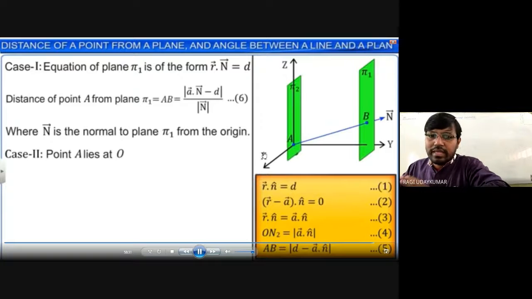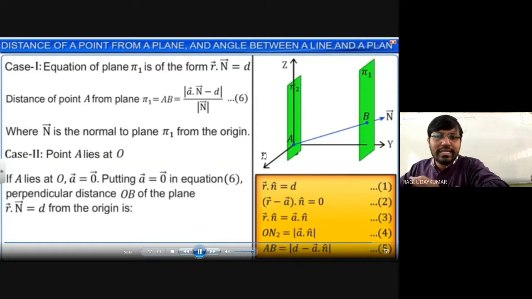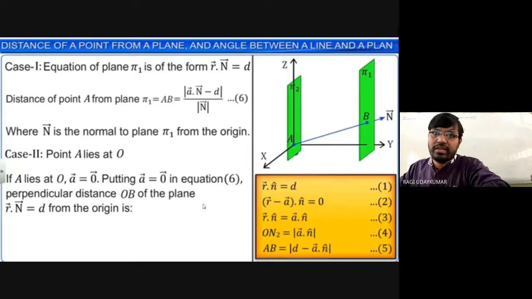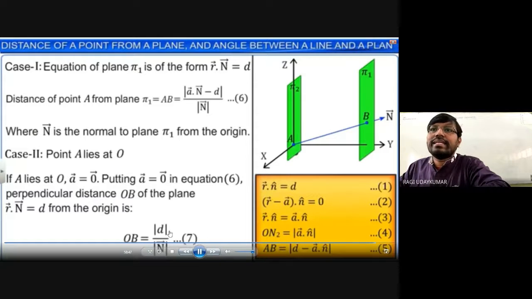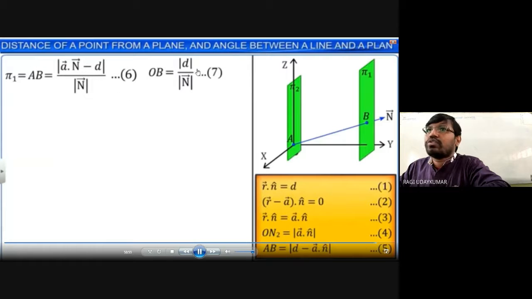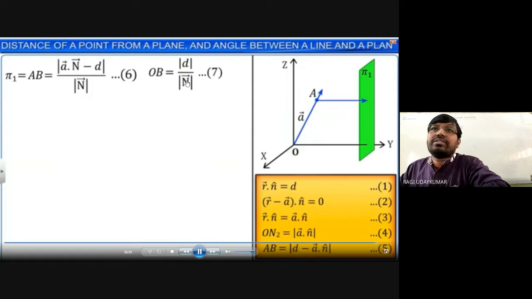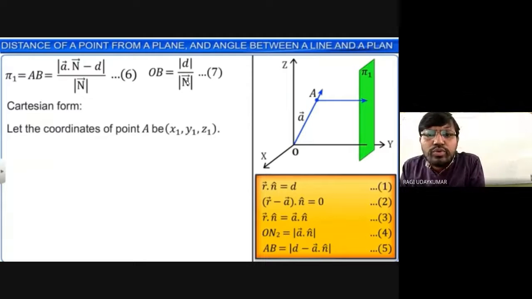After seeing this you may be confused, but while solving problems it is very simple. Understanding this may be a little confusing, but it is not very confusing. I'll explain it to you with problems; it is easier while problem solving. It's not very difficult. If A lies here, the distance is equal to this; in case A lies at the origin, the distance from the origin is only d by n cap. The Cartesian form is simple here. Actually, everything you do in Cartesian form.